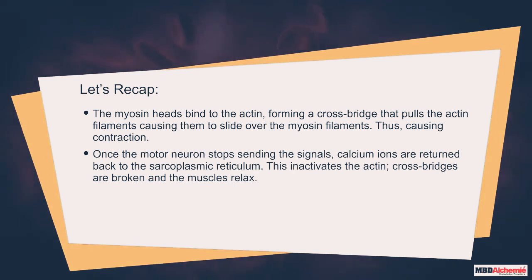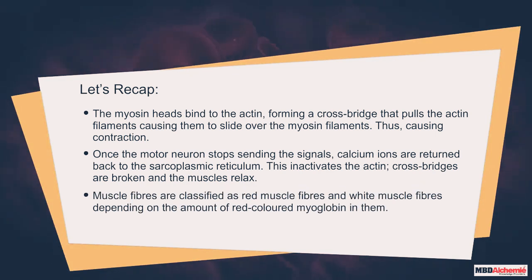Once the motor neuron stops sending the signals, calcium ions are returned back to the sarcoplasmic reticulum. This inactivates the actin, cross bridges are broken, and the muscles relax. Muscle fibers are classified as red muscle fibers and white muscle fibers, depending on the amount of red-colored myoglobin in them.